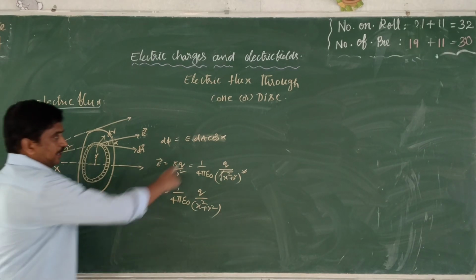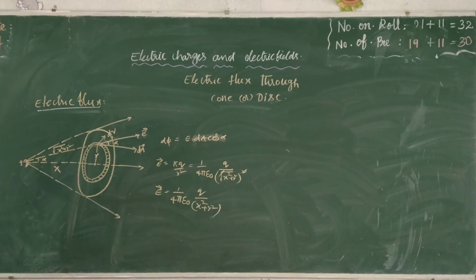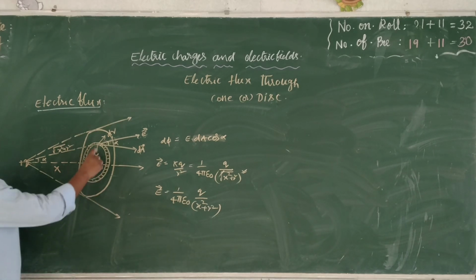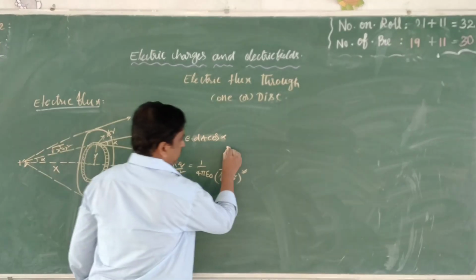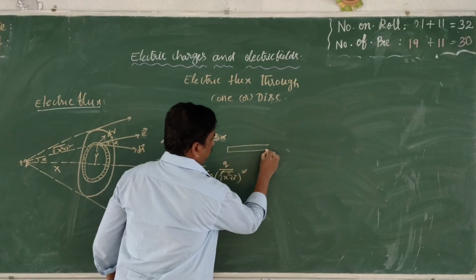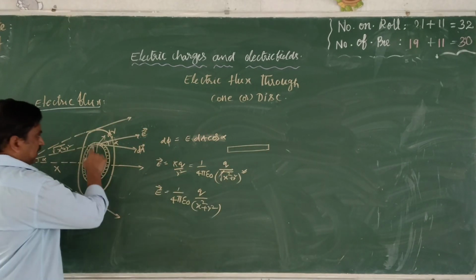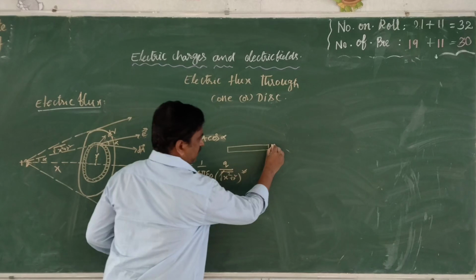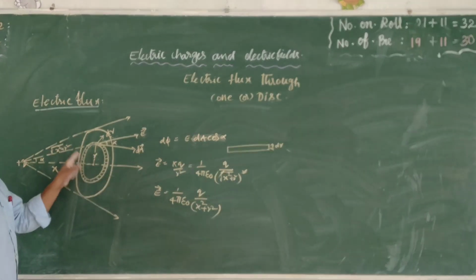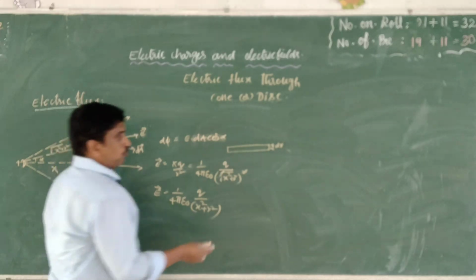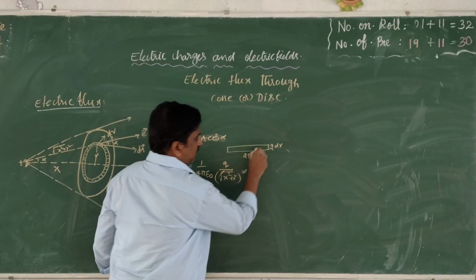Now we want dA, the area of the ring. For finding that, the ring is cut and extended, and it appears like this. The length is the circumference of the ring, which is 2 pi r, and the thickness is dr.